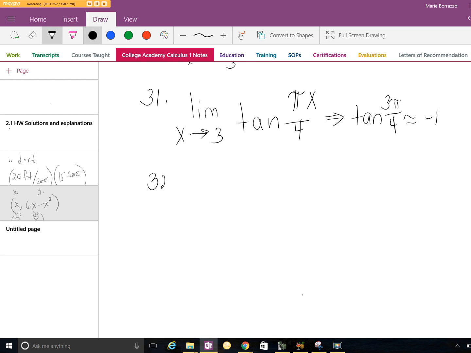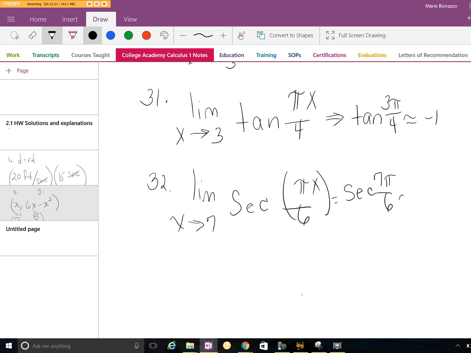So number 32, the same thing applies. You have the limit of the secant. Okay, so we have the limit as x approaches 7 for the secant, and we have pi x over 6, and this becomes the secant of 7 pi over 6, which is going to give you a funny number. It's going to be -2 to the square root of 3 over 3.